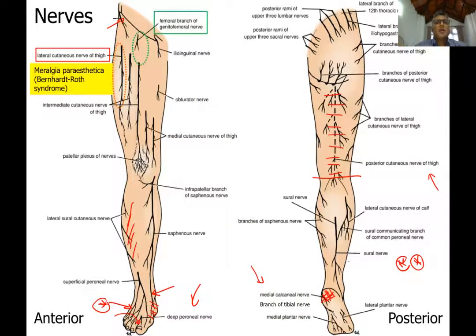Then the femoral branch of the genitofemoral nerve. The genitofemoral nerve is actually a branch from the lumbar plexus. We will see it again somewhere in another slide. Genitofemoral nerve is a branch of the lumbar plexus, and it lies in the inguinal canal together with the ilioinguinal nerve. And the femoral part of the genitofemoral nerve actually supplies the skin over the anterior aspect of the thigh, just below the inguinal ligament.